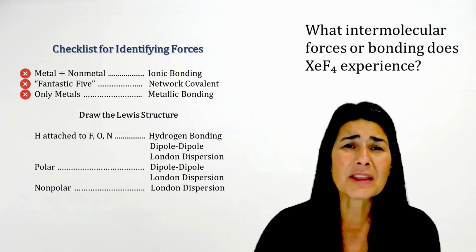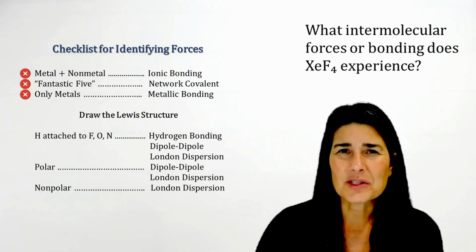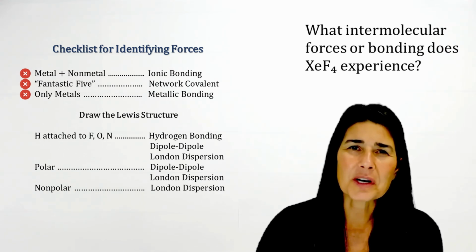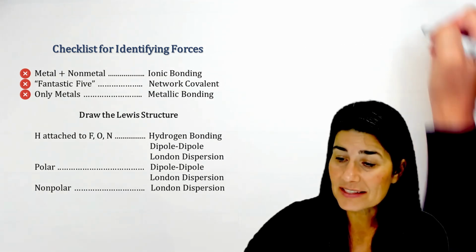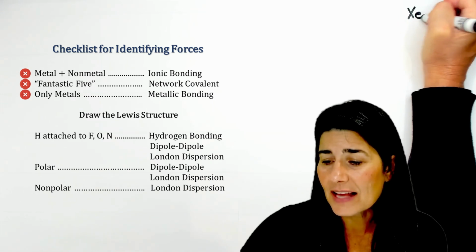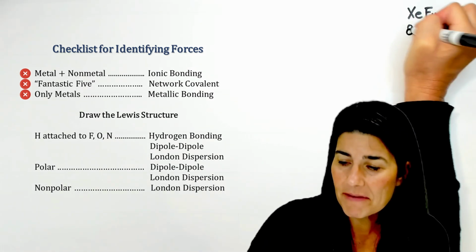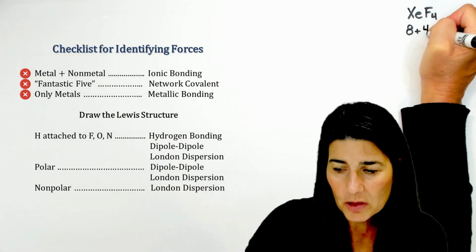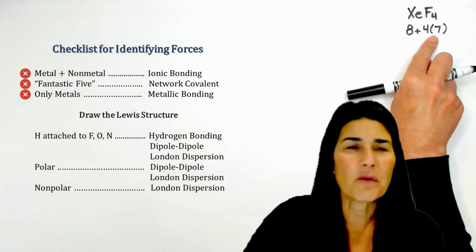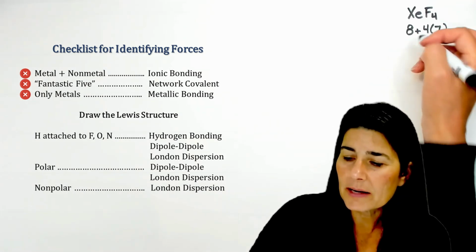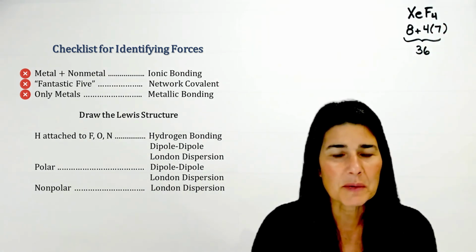Before deciding on what those interactions are, you need to draw your Lewis picture. So let's go ahead and do that together. XeF4, in order to get this Lewis structure, we need to add up the valence electrons for both xenon and for fluorines. Xenon has 8 valence electrons. We have 4 fluorines, and each fluorine has 7 valence electrons. 7 times 4 is 28, plus 8 more. We have a total here of 36 electrons we get to put in our Lewis picture.